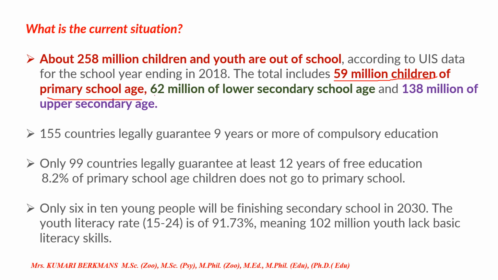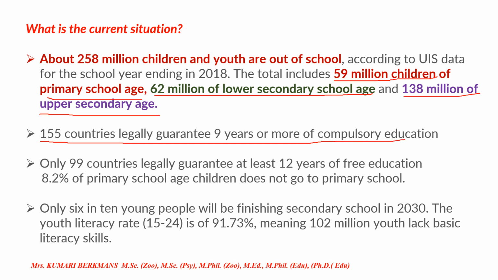Okay, 62 million of lower secondary school age, and 138 million of upper secondary school age. These school children are out of school. Okay, so make a note of this one. And 155 countries legally guarantee 9 years or more of compulsory education. This you have to note, and you have to make a note of which year this is.